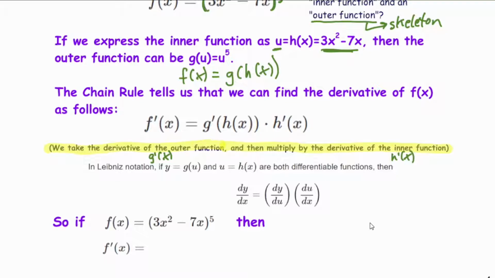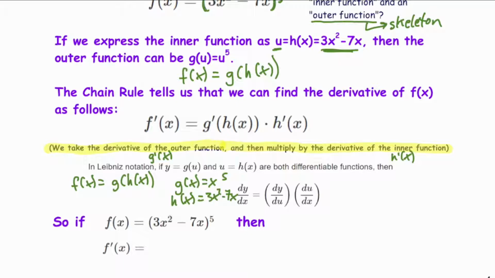So if f of x equals (3x squared minus 7x) to the power of 5, let's just identify our components here once again. So f of x equals g of h of x. G of x is going to be x to the power of 5. H of x is going to be our inner function, which is 3x squared minus 7x. Then let's write that out.